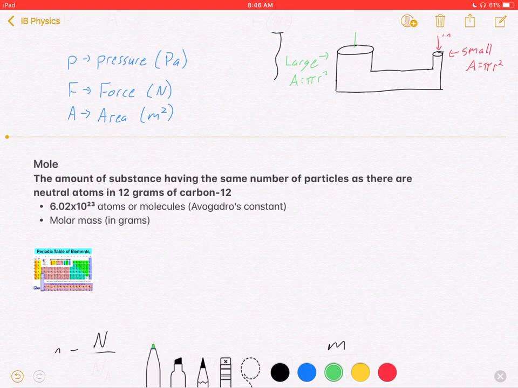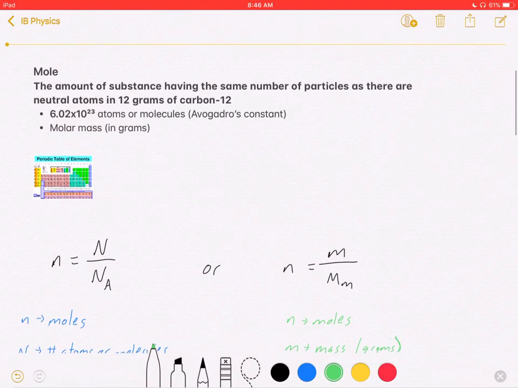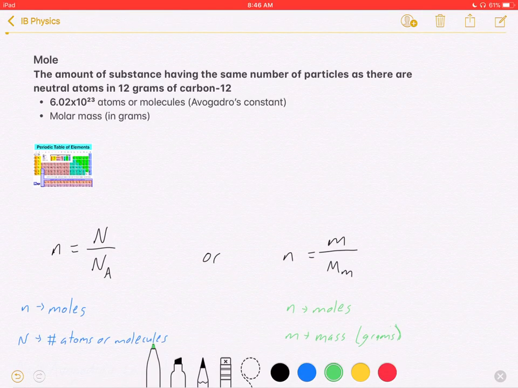All right, now let's get into something that you are already familiar with from chemistry, the mole. A mole is the amount of substance, the same number of particles as in carbon-12 grams, right? It's 6.02 times 10 to the 23rd atoms or molecules. It's also the molar mass in grams.